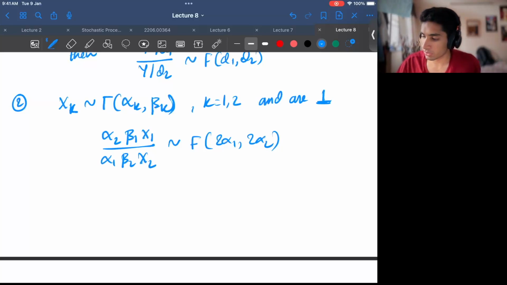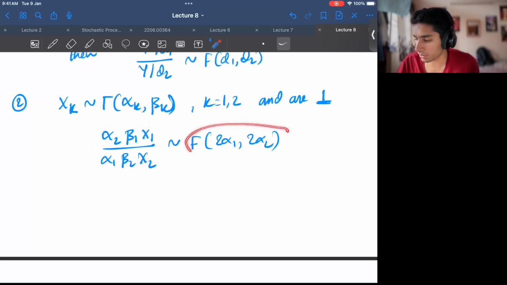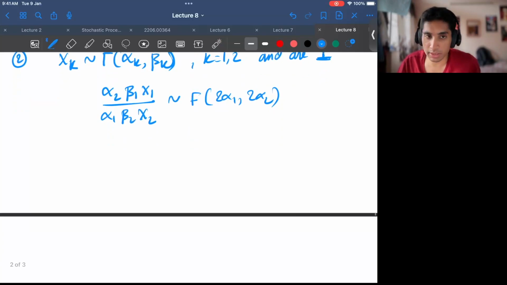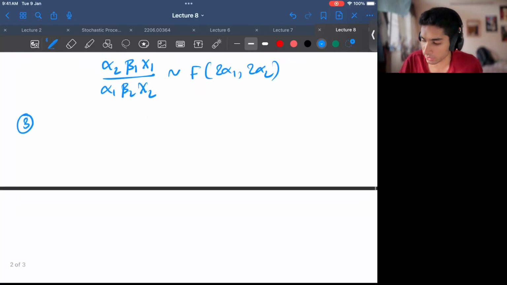So you take two random variables from gamma distributions, which can have different parameters, and then you take this ratio. This new random variable will be distributed according to an F distribution with 2 alpha 1 and 2 alpha 2 as the parameters. This was with the gamma distribution, but you can construct F distribution random variables from other distributions as well. For example, you can use the beta distribution.